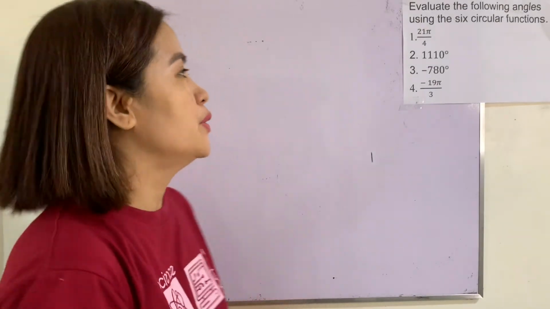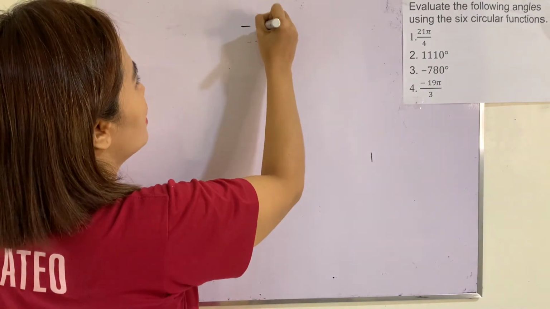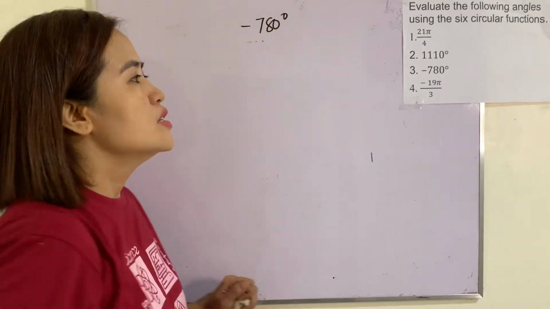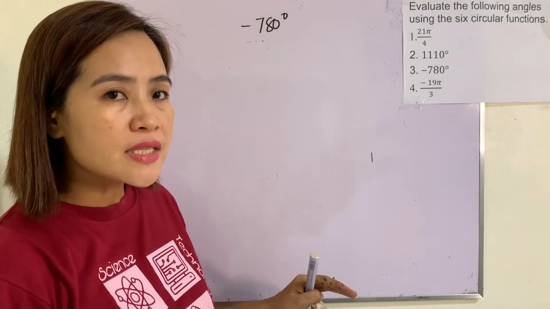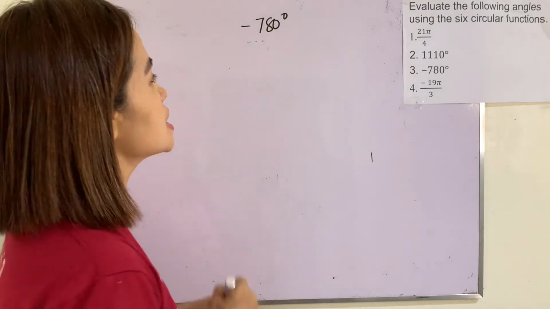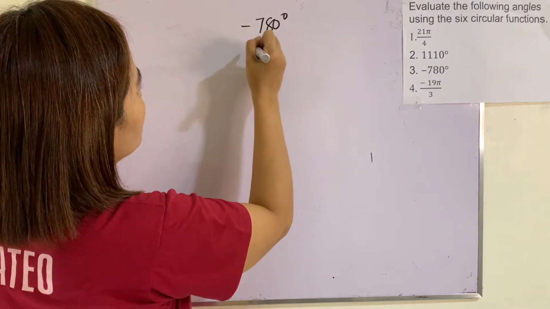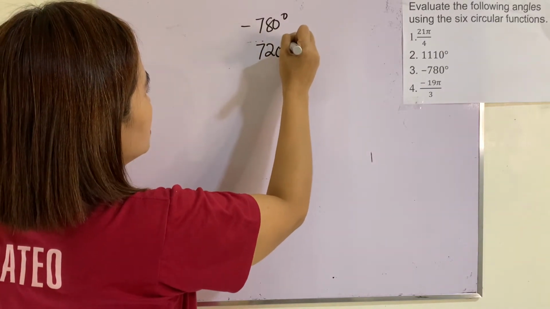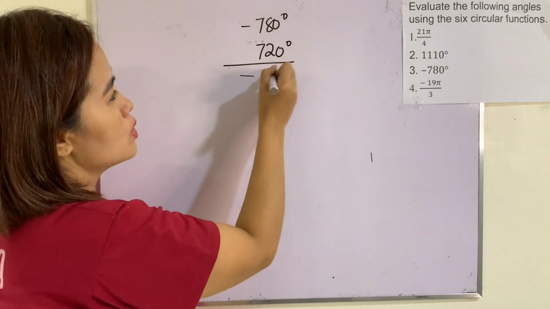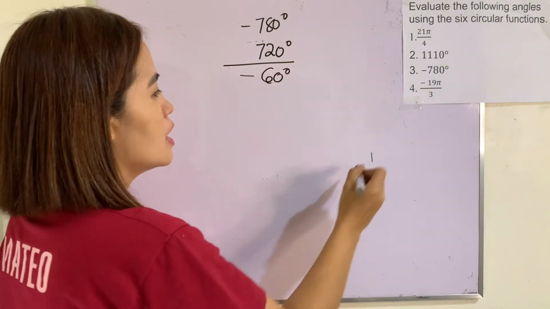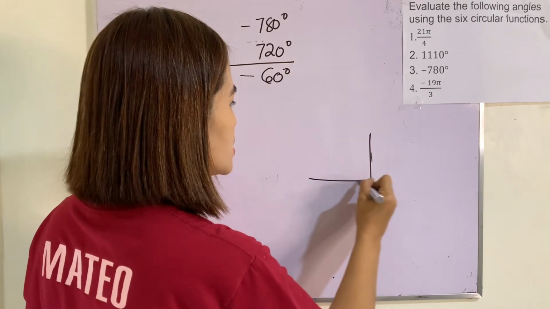Example number 3, we have negative 780 degrees. So this is again more than 720 degrees in magnitude. So we will be adding, of course, positive 720 to determine the location of this angle. This is equal to negative 60 degrees. And this one is, of course, here.